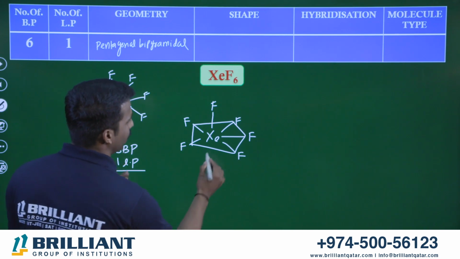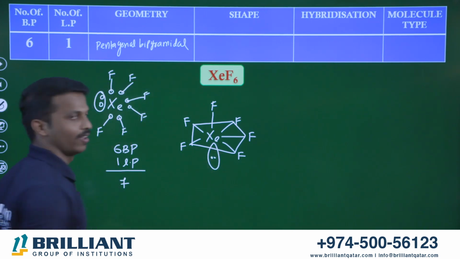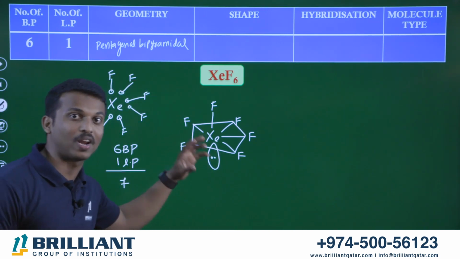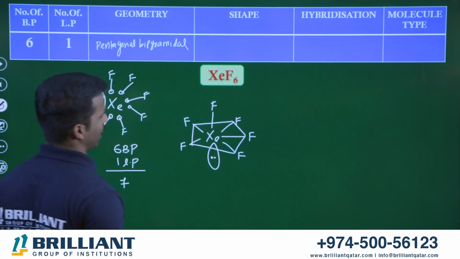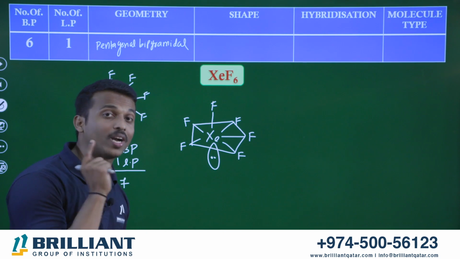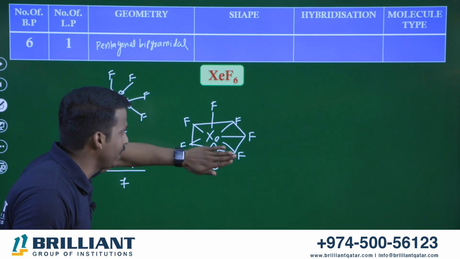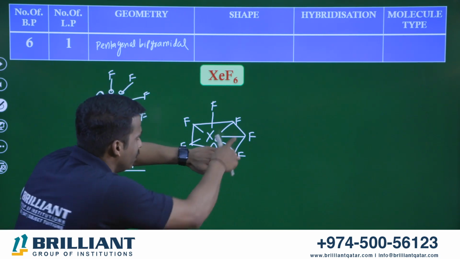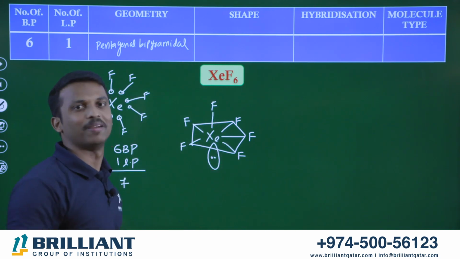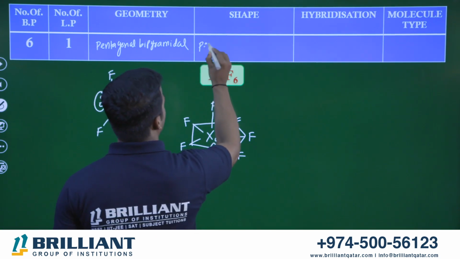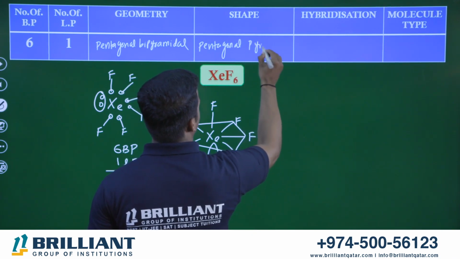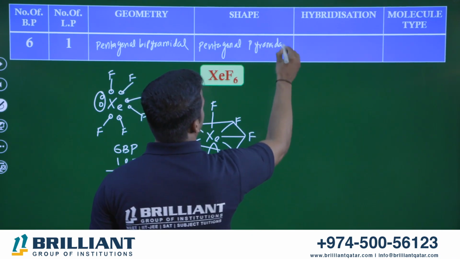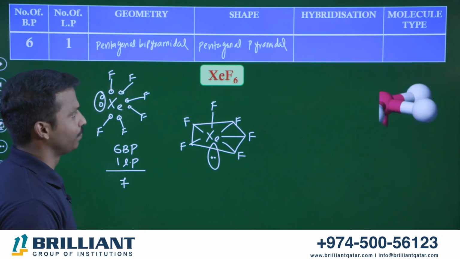1 pyramid. Where is the other pyramid? That is with a lone pair. Because geometry means bond pairs and lone pairs, all together we have to consider. So this is pentagonal bipyramidal. Now can you guess it? What is the shape? Shape means just to avoid the lone pair. This is pentagonal, just a pyramid. Correct or not? So this is called pentagonal pyramidal. So this is the geometry.